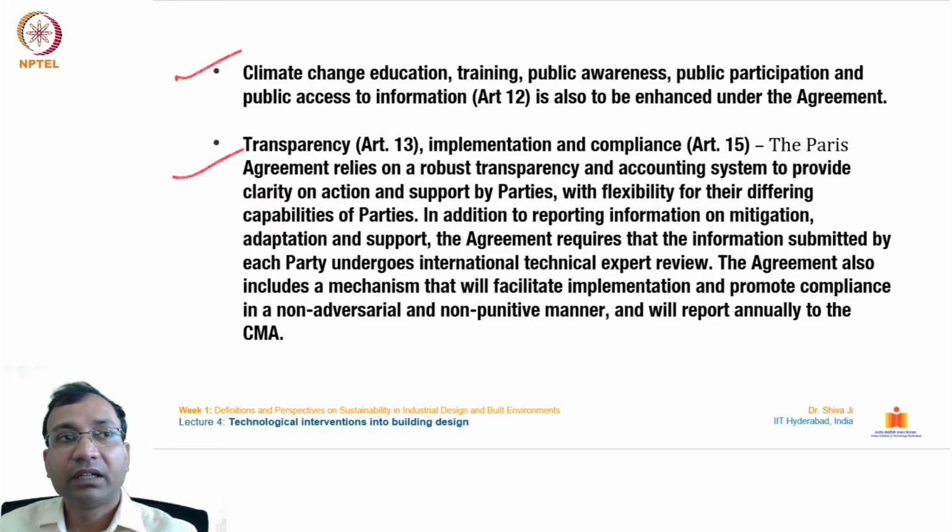Further, we have climate change education, training, public awareness, public participation, and public access to information, Article 12, which is also to be enhanced under the agreement. Transparency, Article 13. Implementation and compliance, Article 15. The Paris Agreement relies on a robust transparency and accounting system to provide clarity on action and support by parties, with flexibility for their differing capabilities.